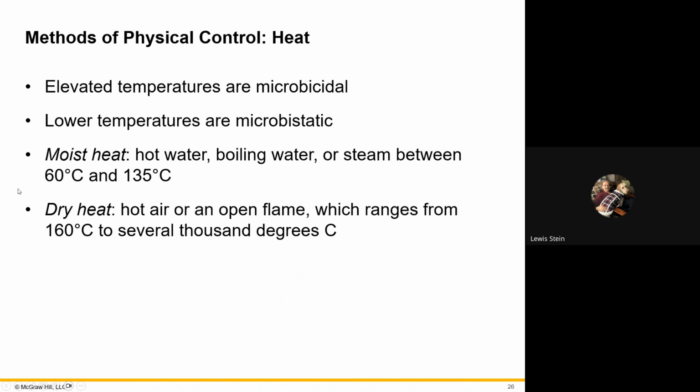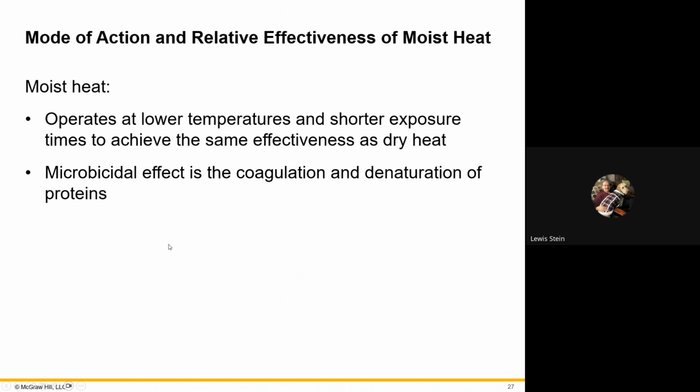We use them throughout all these areas, as well as dry heat, whether it's the open flame, flaming the loop, or we can put them in a regular oven or a special oven. Moist heat, the beauty of it: lower temperatures, shorter exposure times, the same effectiveness. That's why we don't stick it in a regular oven. Rather than taking 30 minutes, it takes a couple of hours, and we can only do a single stack; you'd have to have a bunch of sheet pans.